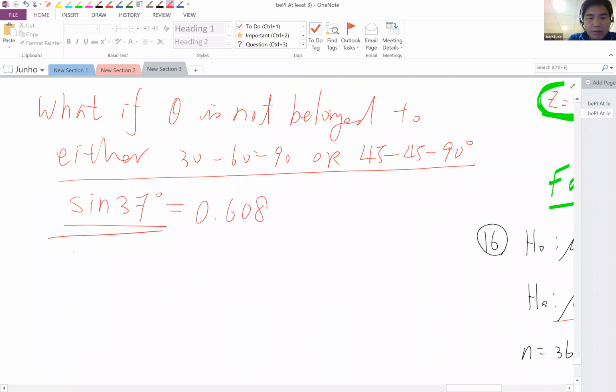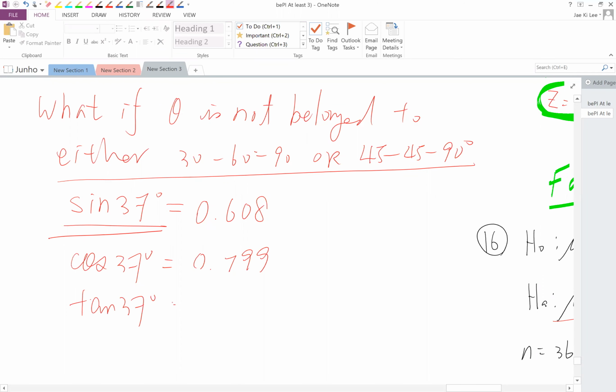Then same thing. So cosine 37 case, then we will get 0.799. So what about tangent? So if you have your calculator, then measure tangent 37 as well. The tangent case, 0.754. Okay, so I'm gonna show this to you. So tangent.